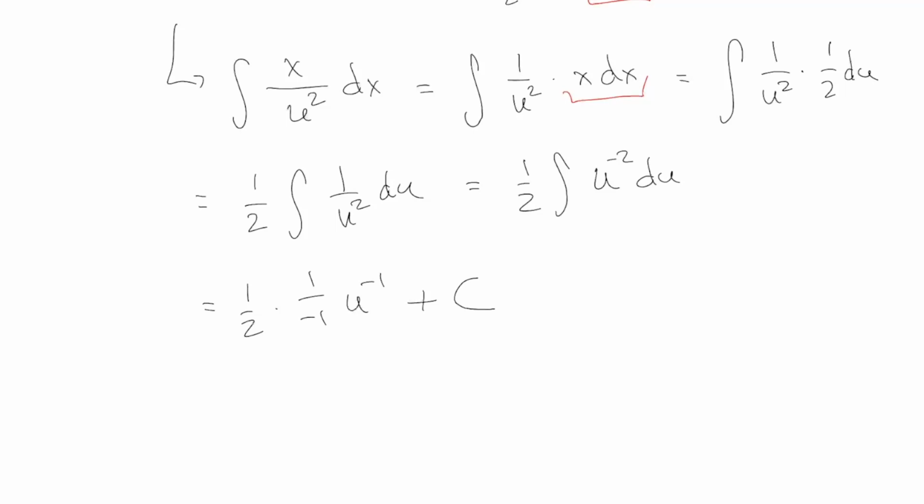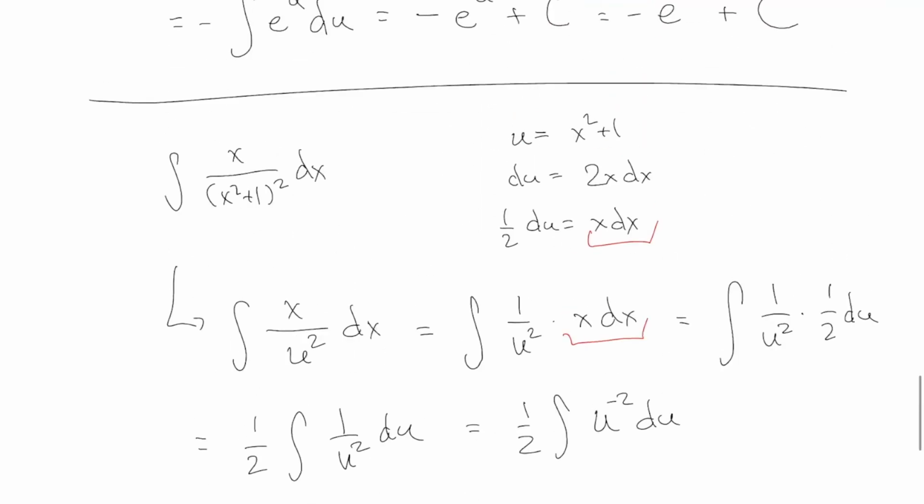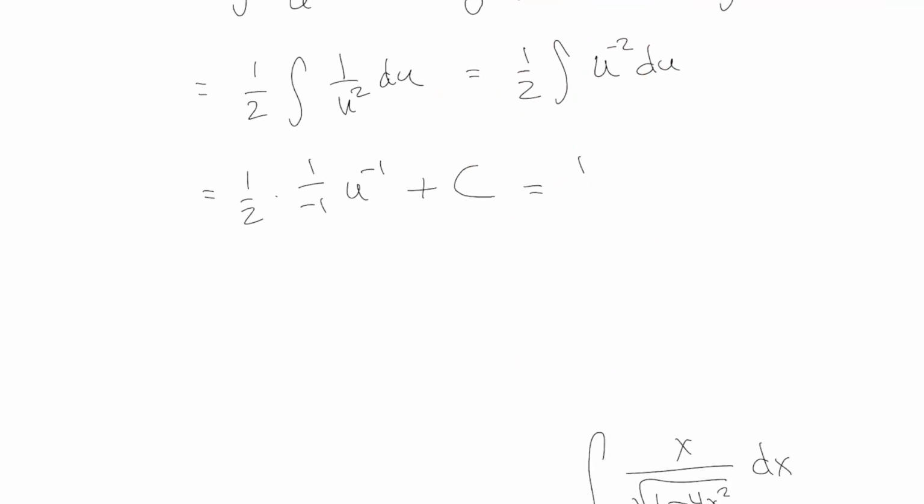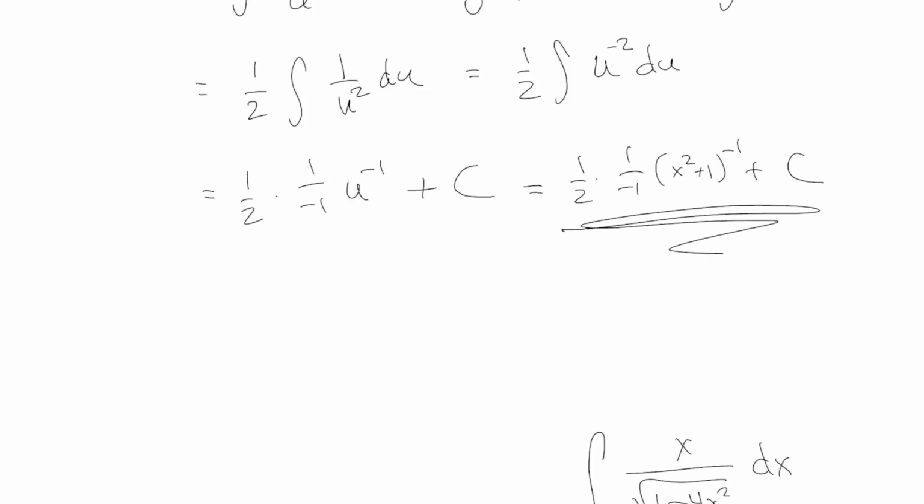And then the last step is to plug in the x's again for u. So u was, I began with x squared plus 1. So 1/2 times 1 over -1, x squared plus 1 to the -1. There you go. All right.